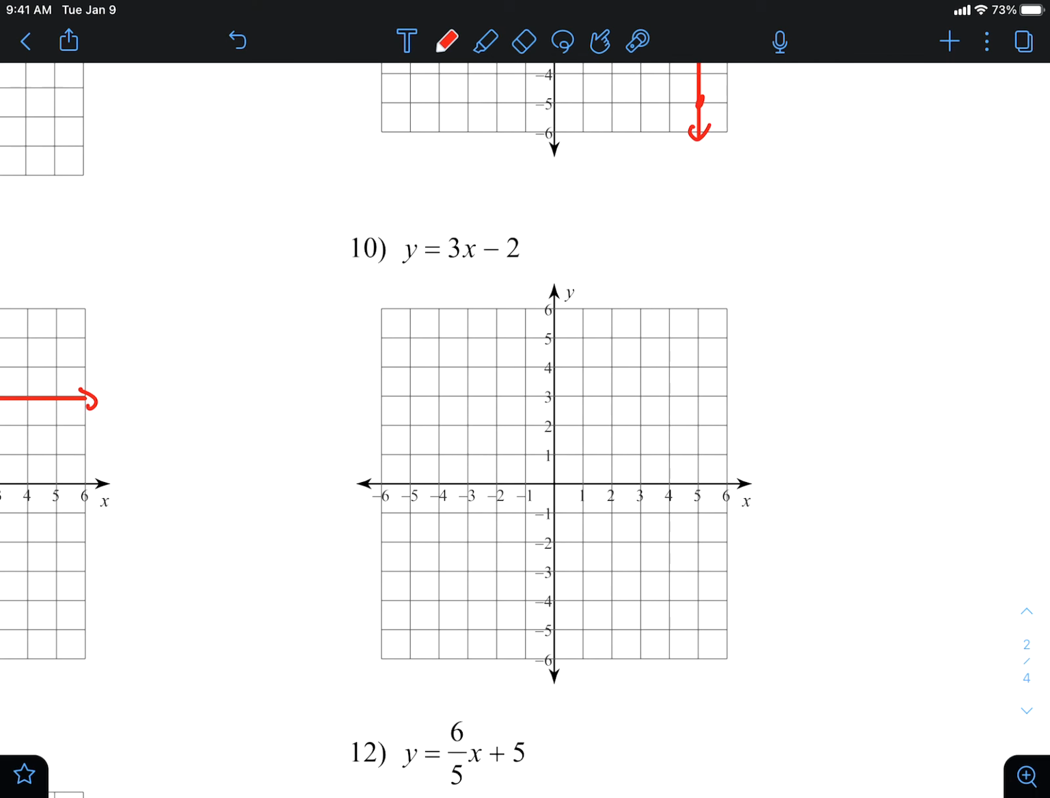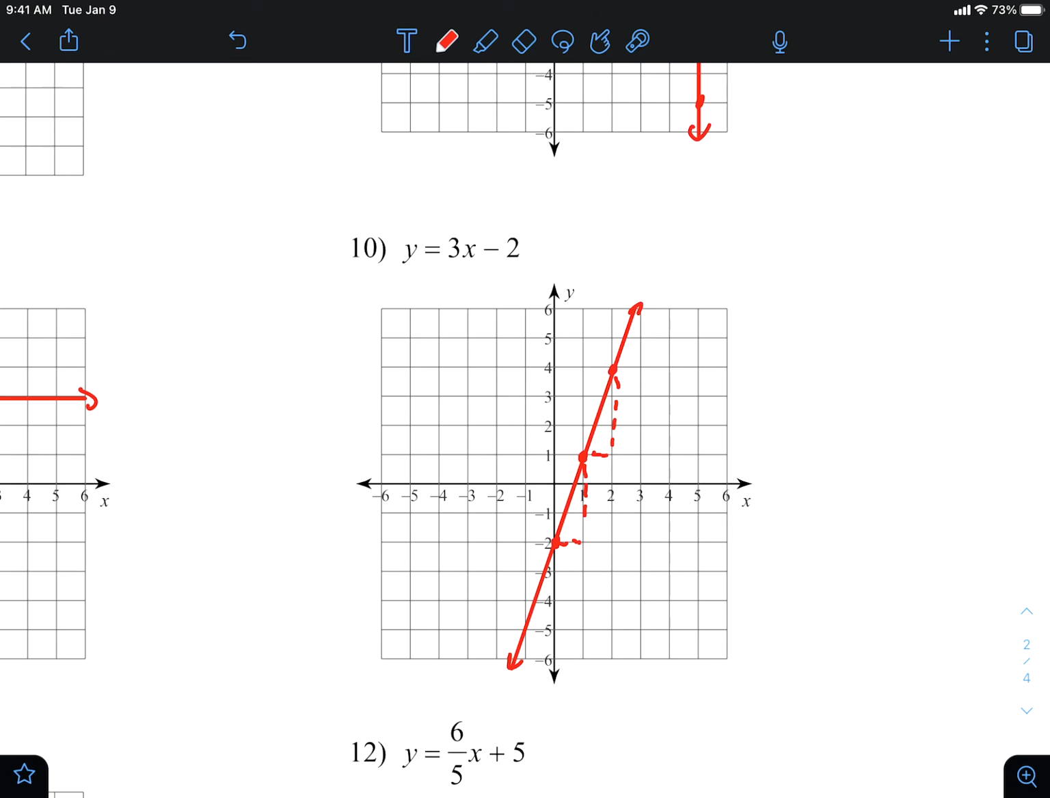Number 10, 3x minus 2. So we put our constant there. And then we know that for every unit we go to the right, we're going to be going up 3 because our multiplier is 3. So we can draw that in. That's probably enough. And there you go. That's what the line would look like.